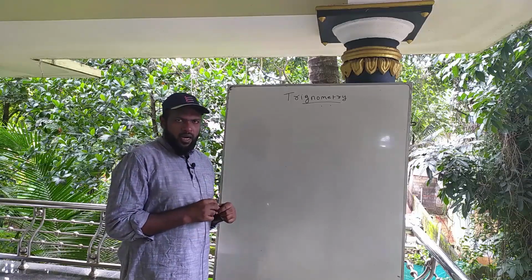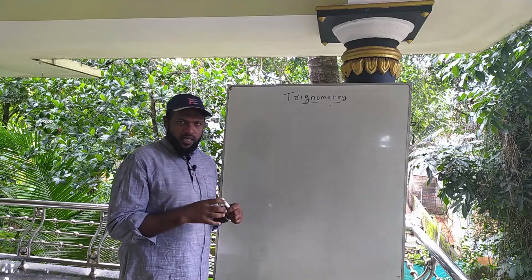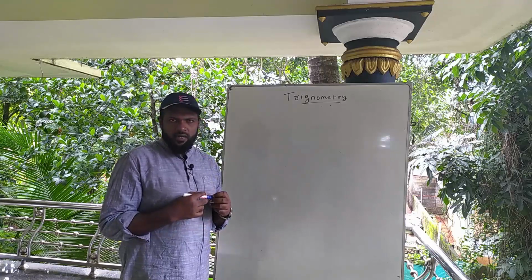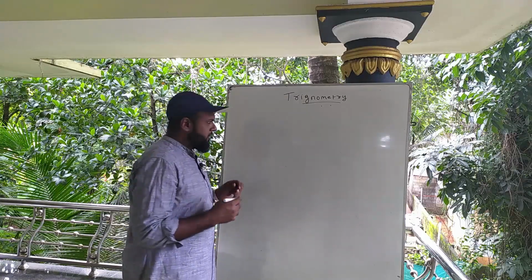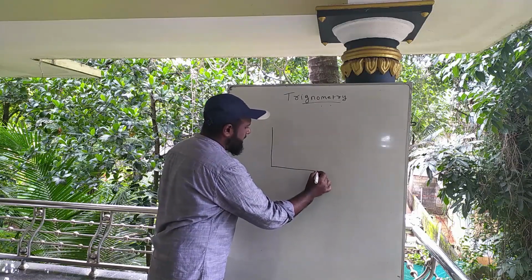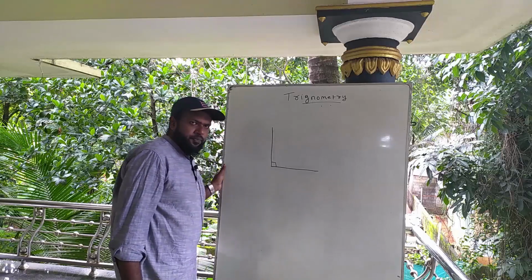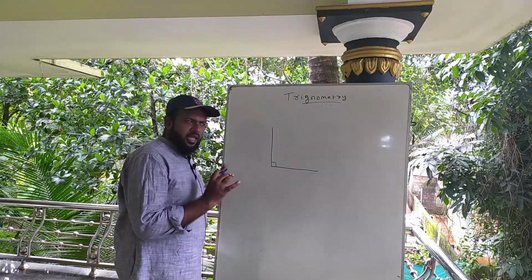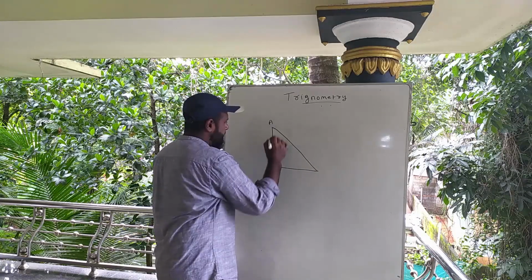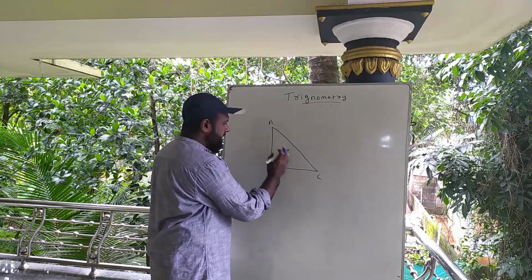Next we have to learn by heart the values of these trigonometric functions, that is sin x, cos x, tan x and cosec x, sec x and cot x for some angular values. Let us consider an isosceles right angled triangle. One angle is 90 degree, and both the other sides and angles are equal. A, B and C.